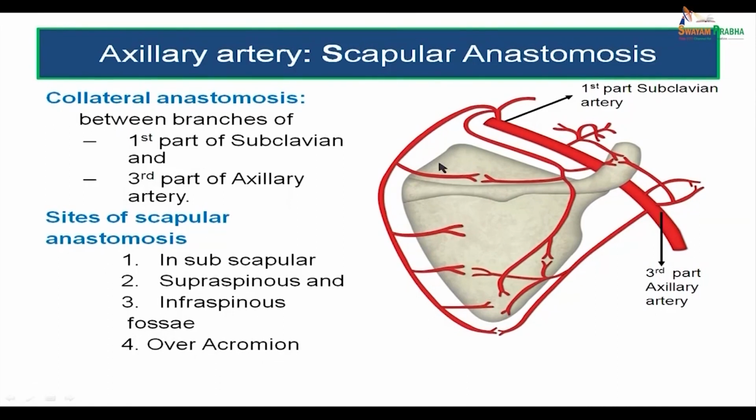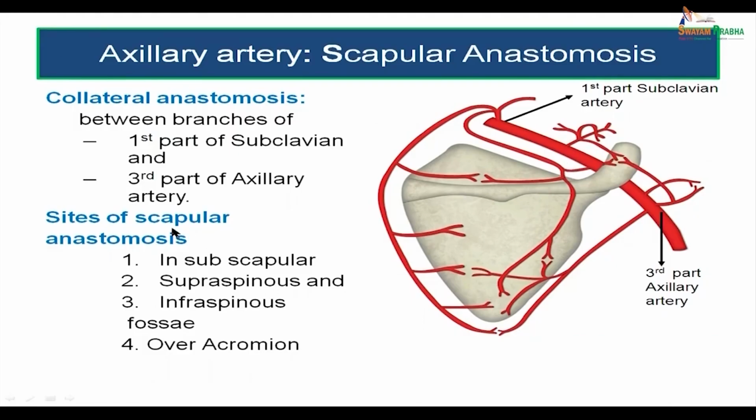Now we talk about the scapular anastomosis. What is anastomosis? It is a collateral anastomosis between the branches of the first part of subclavian artery and branches of third part of axillary artery. This ensures that the blood supply continues to the limb in case there is any eventuality involving the blood vessel.